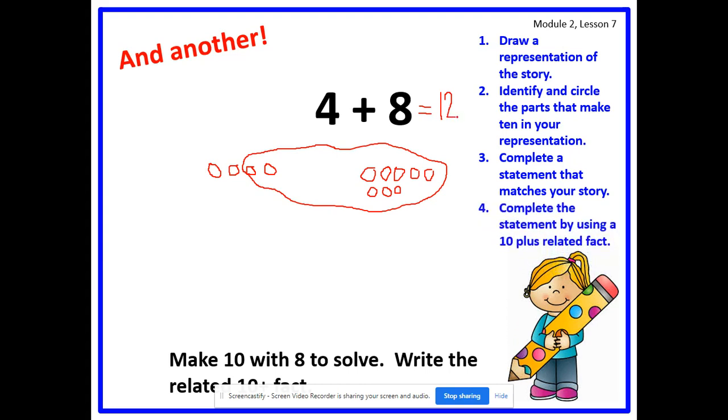And last step is we write a 10 plus related fact, meaning that we have to write a fact that starts with 10 plus our leftover part, which is the part outside of our circle. How many outside? Get ready. Yes, 2. So 10 plus 2 equals 12. Easy.